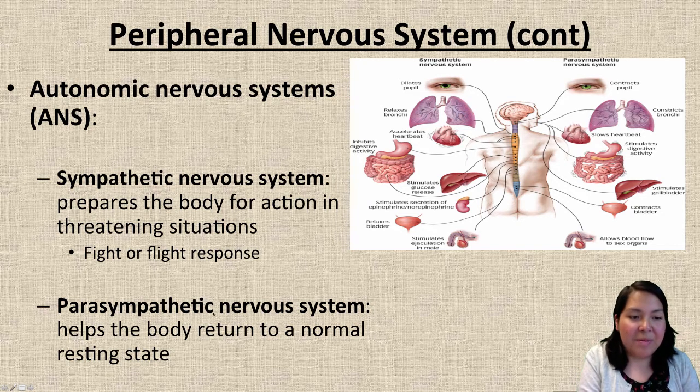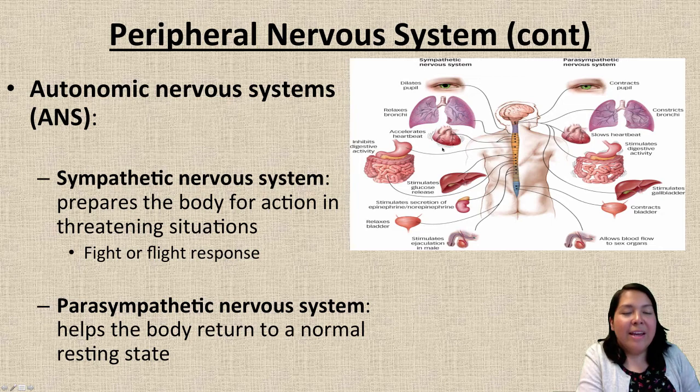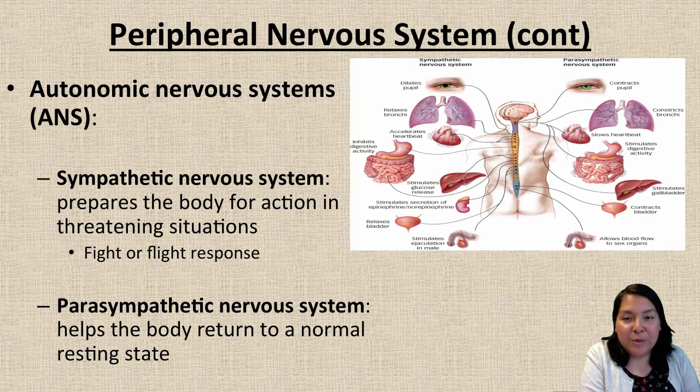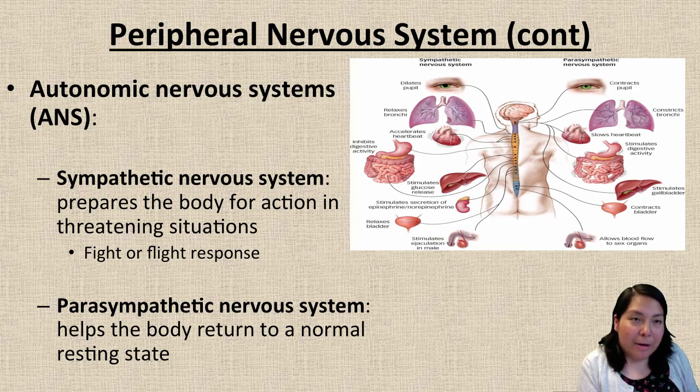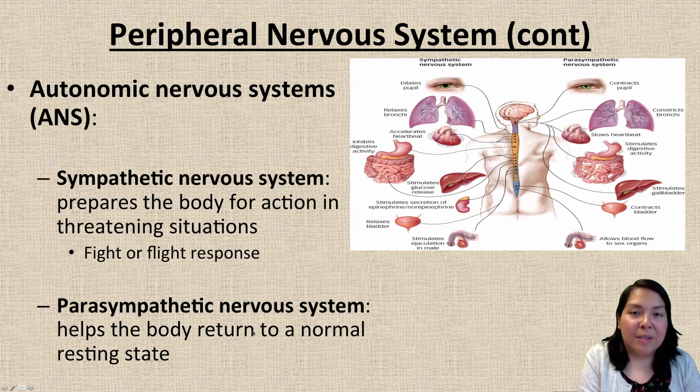And then lastly, this parasympathetic nervous system, this is what happens when the body is trying to slow all of these different functions from the sympathetic nervous system. They're trying to slow them down and help the body return to a normal resting state, because it's not healthy for us to be in this heightened state of awareness where we're alert all the time. And so that's where our parasympathetic nervous system kicks in and helps our body to return to a normal state.